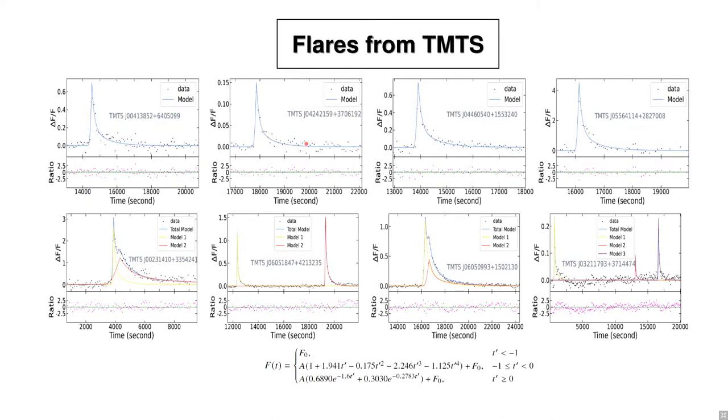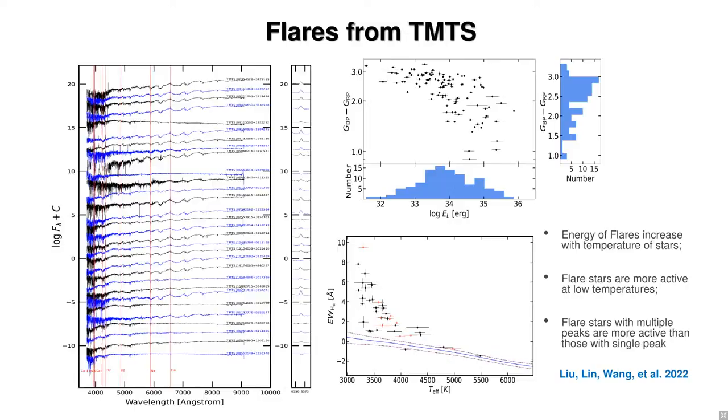Also, there are many flares discovered by TMTS. Because of the high cadence, we can capture the fast rise and decline phases of these flare stars, and we can get better fitting for the evolution of different light profiles. Because we have spectra from LAMOST, we can do interesting statistical studies for flare samples.